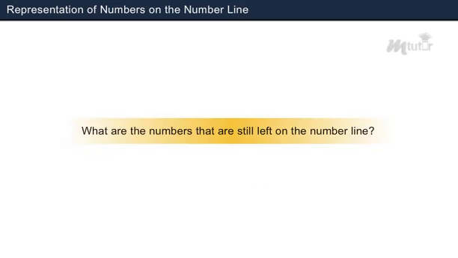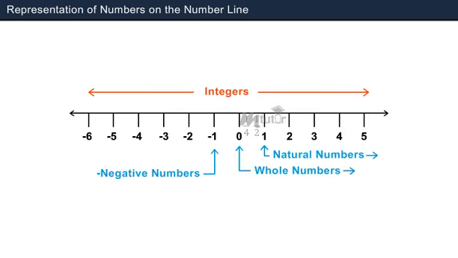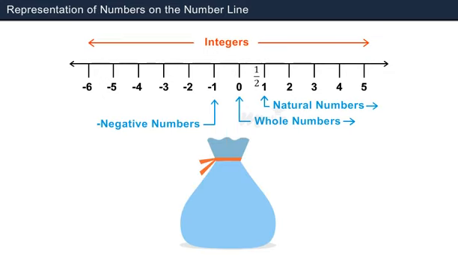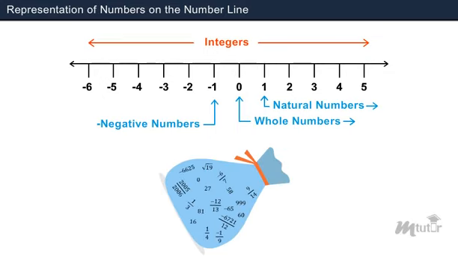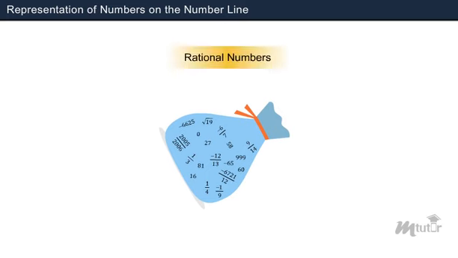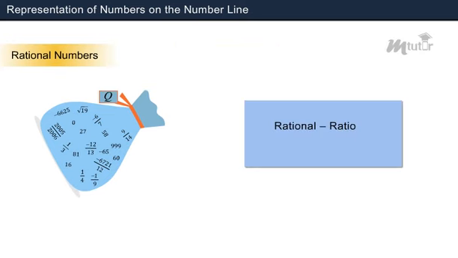What are the numbers that are still left on the number line? There are numbers like half, 1/4, and so on. If we add such numbers to the existing set of integers, we get a new set of numbers. This new set is called the set of rational numbers denoted by the letter Q. Rational comes from the word ratio, and Q comes from the word quotient.